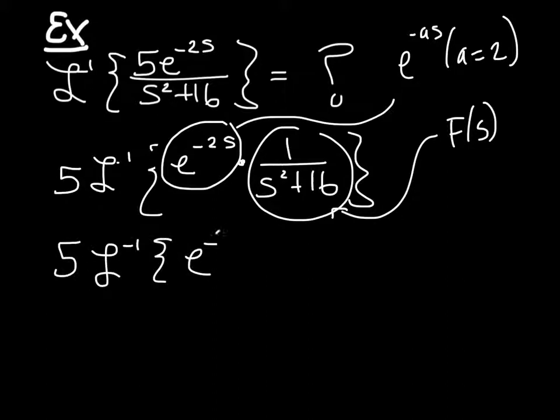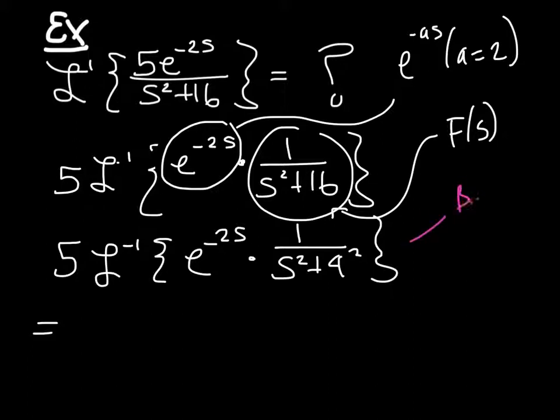Same thing times, but we really know that this guy is 4 squared. I'm rewriting my 16 as 4 squared because it looks very similar to one of the Laplace inverse transforms that you've been working with. So what is this guy, according to our theorem?